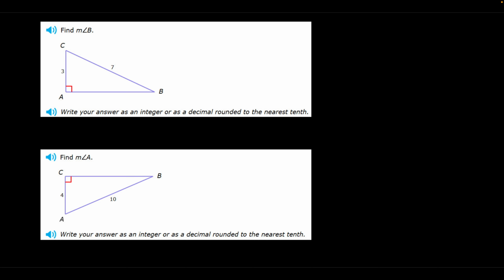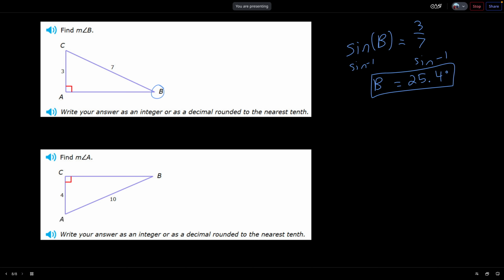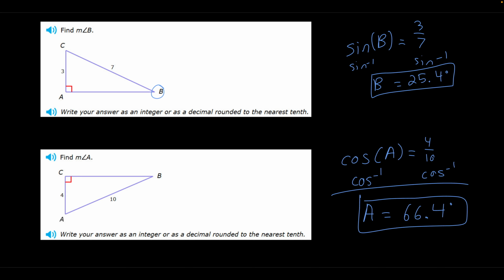Okay, now that you've had time to work these problems, let's check your solutions. For the first problem, here is the work. You should have gotten that angle B is equal to 25.4 degrees. And for the second problem, here is the work. You should have gotten angle A is 66.4 degrees.